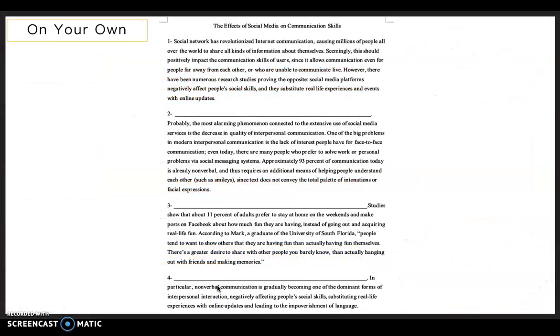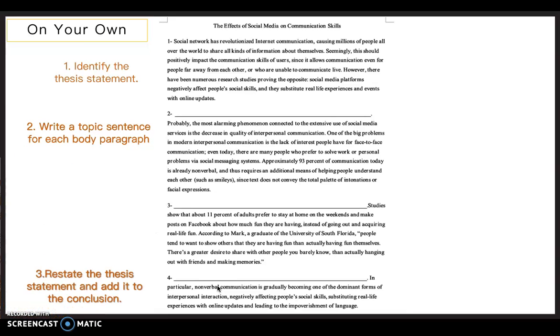Now it is your turn to read this essay. As you are reading, think about the thesis statement, write a topic sentence for each body paragraph, and restate the thesis statement and add it to the conclusion.